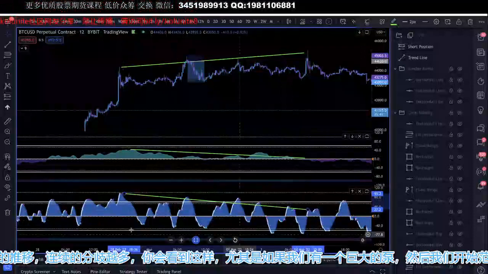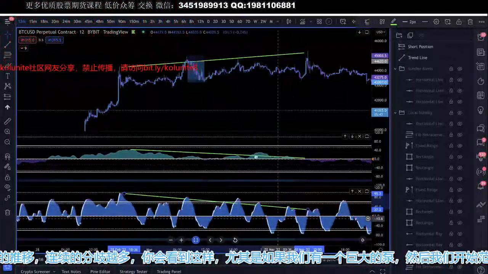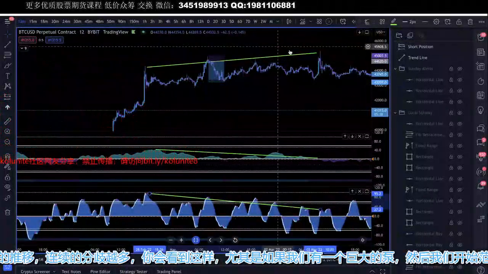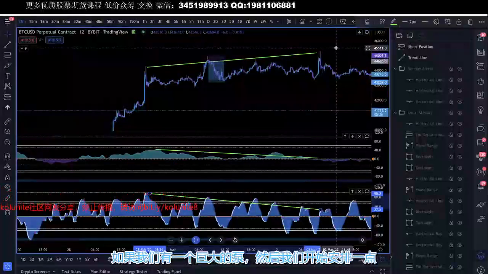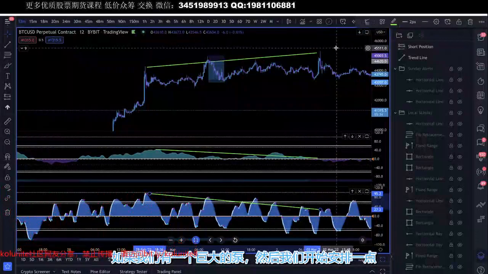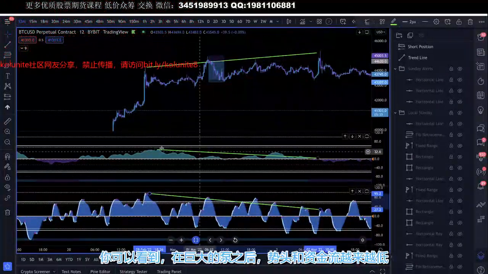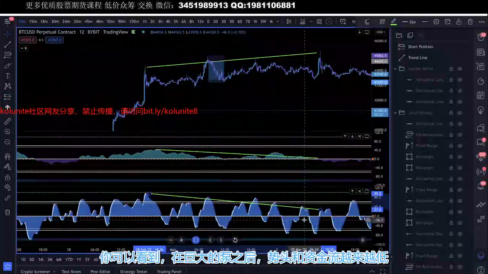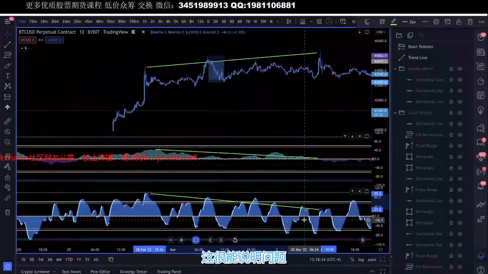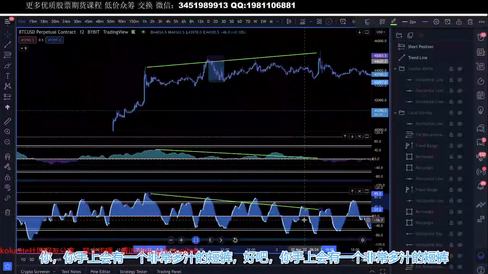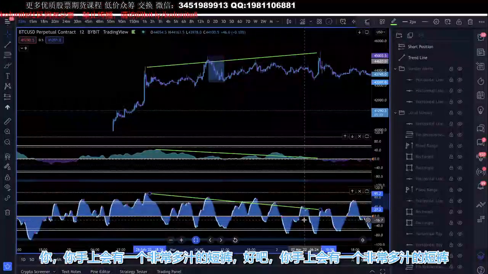Now, the more divergences in a row you see like this, especially if we have a massive pump and then we start to range a little bit, this is super important, guys. If you see the momentum and the money flow getting lower after a huge pump, this is telling you you're going to have a pretty juicy short on your hands.